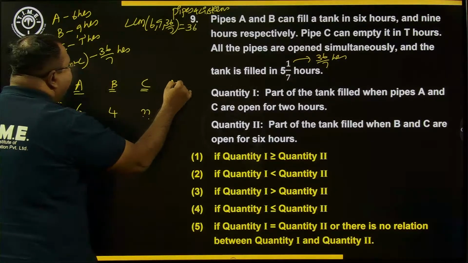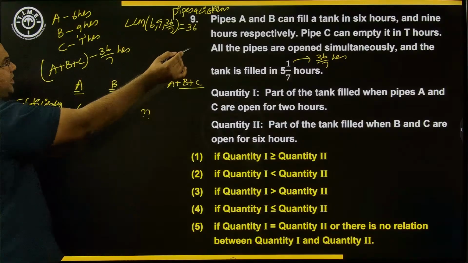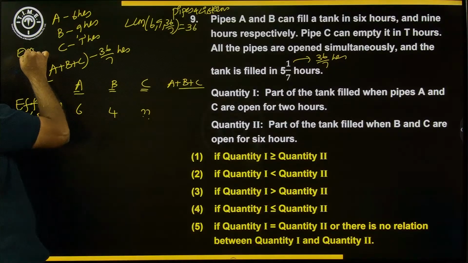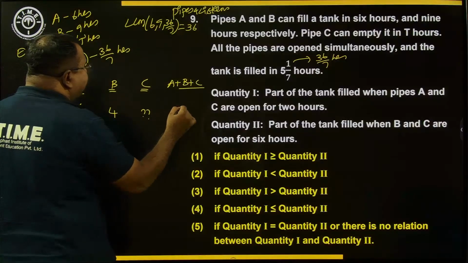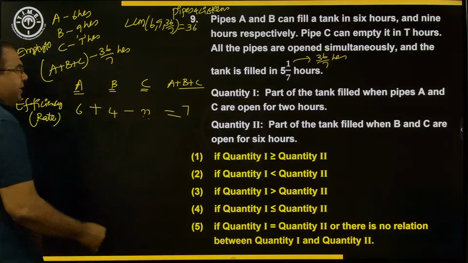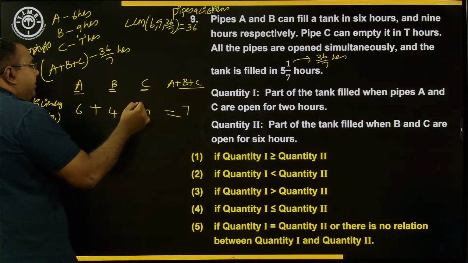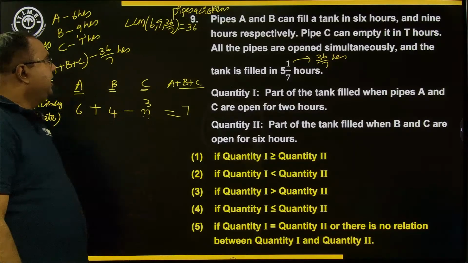A plus B plus C. Be careful, C is an emptying pipe. It is not a filling pipe. C is an emptying pipe, so I have to subtract this. So A plus B plus C is 36 by 7, which is 7. 6 plus 4, 10 minus something is equal to 7. So 10 minus 7, something is 7, means this has to be 3. So C can empty the tank in 3 hours, right?